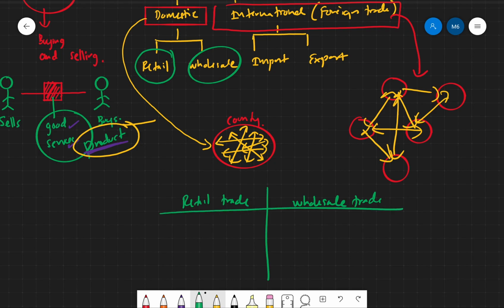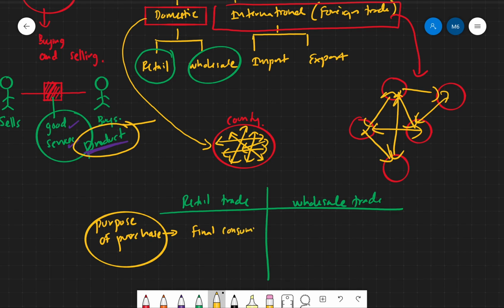And the main idea of retail and wholesale trade, the main criteria, I'm going to term it as the purpose of purchase. That means, why does the buyer purchase the product? So in retail trade, the purpose of purchase is final consumption. In retail trade, the purpose of purchase is what? Final consumption. That means you purchase it for your use.